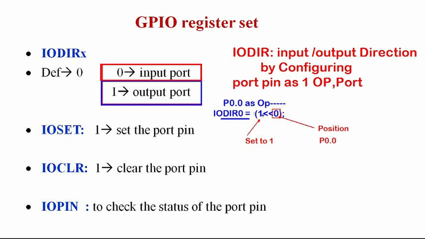IODIR0. The first 0 indicates port 0, and this 0 indicates position P0.0. Port 0, and position is also 0. So the 0th position I want to set to 1. In this way I can configure my port pin as an output port. In detail we will explore in the programming part.